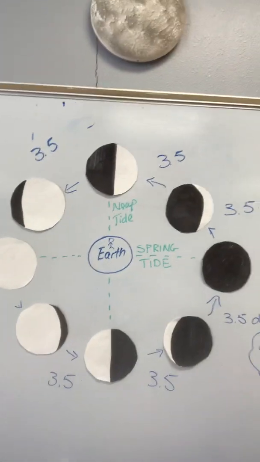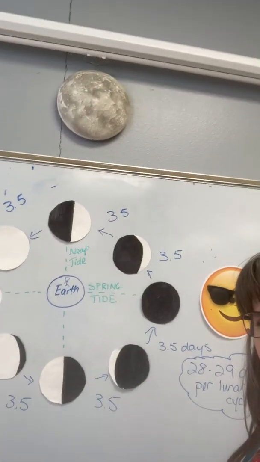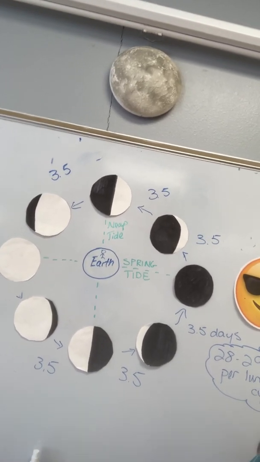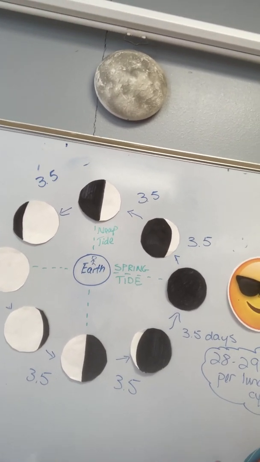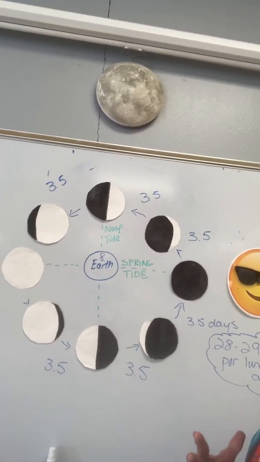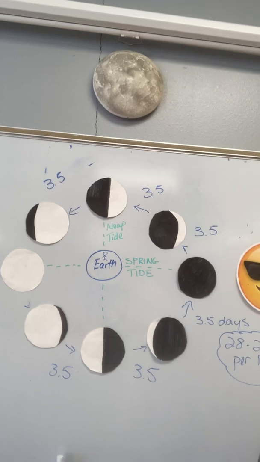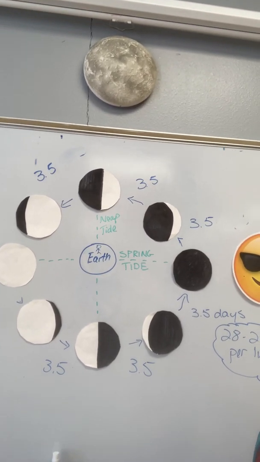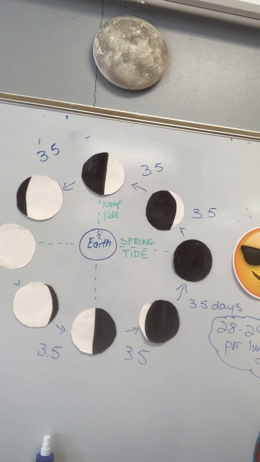All right, let's come over here to moon phases because a lot of y'all were asking about the lunar cycle. So when you've got the lunar cycle, you've got 27 to 29 days. STAAR usually says 28 days, but you might see it in between 27 and 29 days. The moon revolves around the earth counterclockwise.